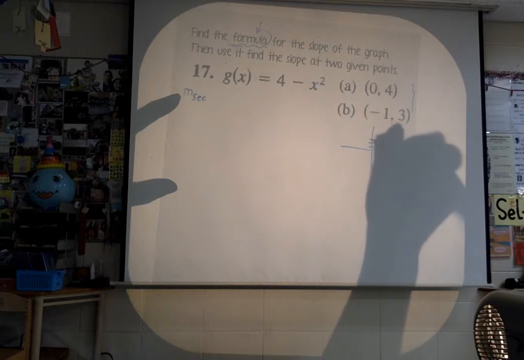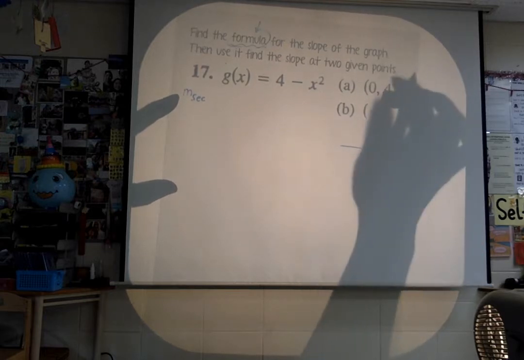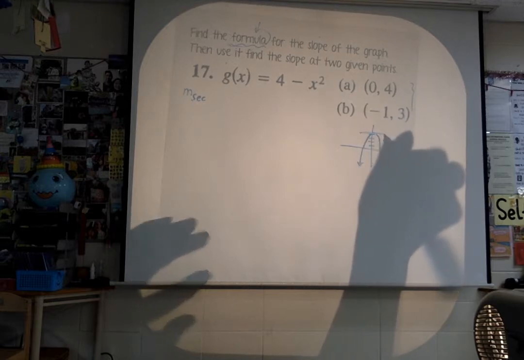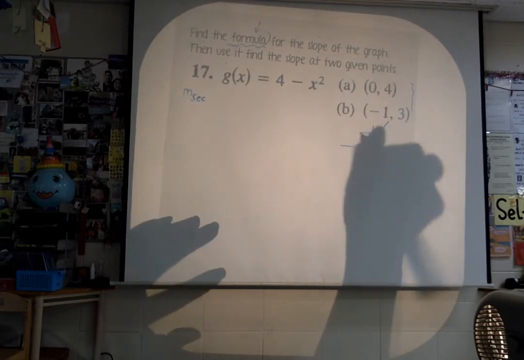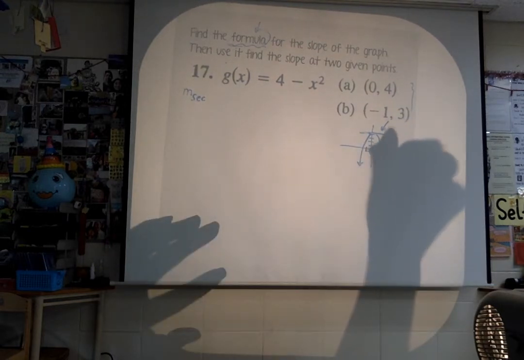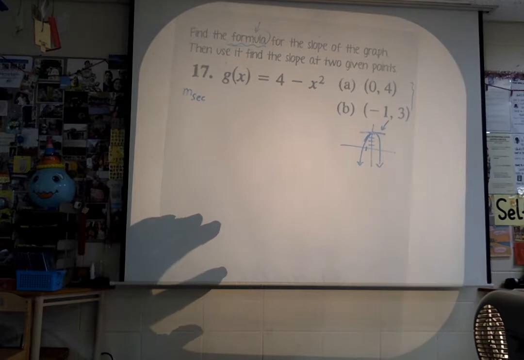Negative x squared, and it's positive 4, so it's going to go like that. It's a parabola facing down, and we're looking for the slope at (0, 4), right? So that's definitely, yes, the slope is 0. How about (-1, 3)? It's about here somewhere, and it's about right here. So we're trying to find the slope there.